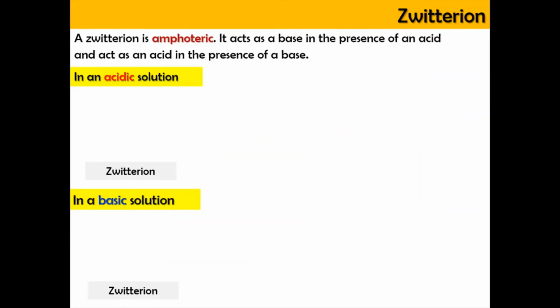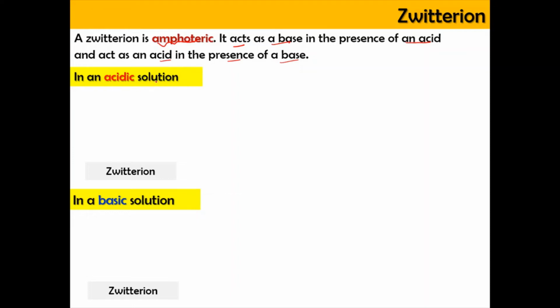Now as mentioned, a Zwitterion is basically amphoteric. So the meaning of amphoteric is that it can act as a base in the presence of an acid, and can act as an acid in the presence of a base or alkali. Okay, so now let us look into the acidic solution first.